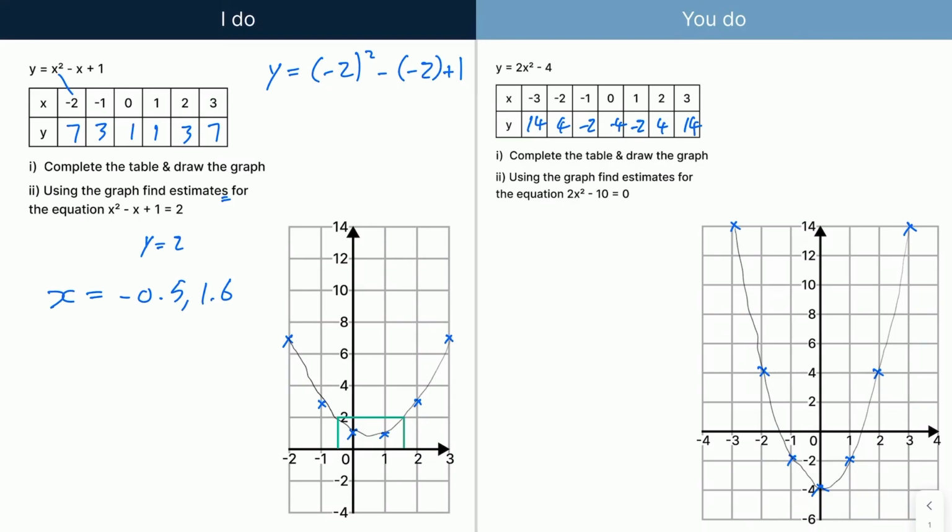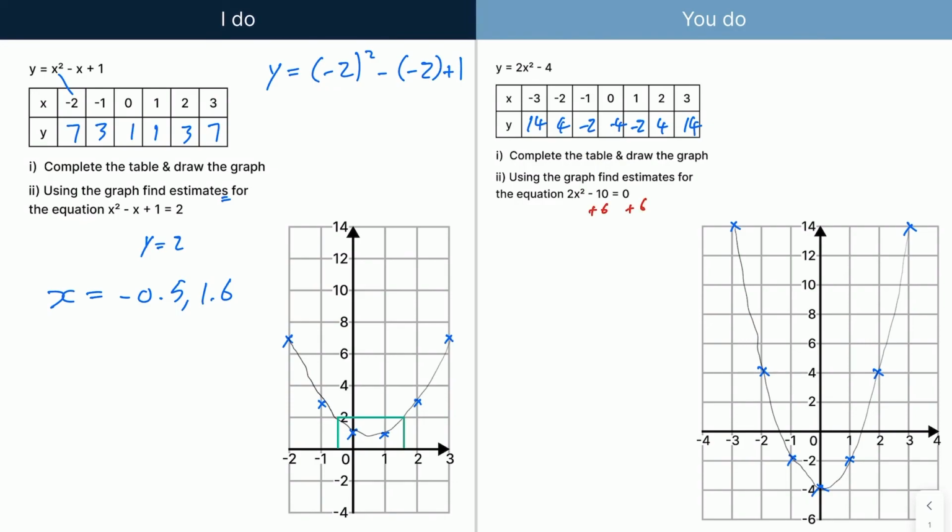And then II is saying use the graphs to find estimates for this. Now notice with this equation, we have 2x minus 10 is equal to 0. So here we have 2x squared minus 4. The only bit that's different here is these two. Now we want to make this the same. How do you go from -10 to -4? Well, you would add 6. So whatever you do to the left side of the equation, you have to do to the right.